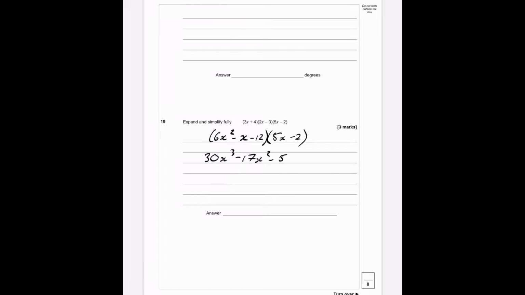You can do this in more steps. I've expanded and then collected like terms in one go, but I would recommend being slightly more careful than that in an exam.